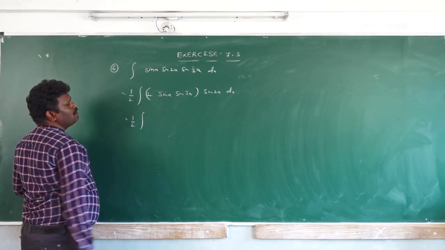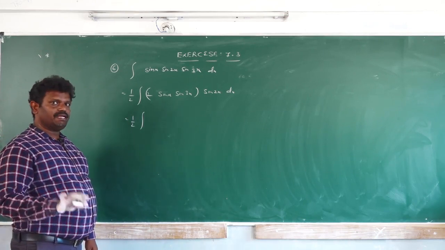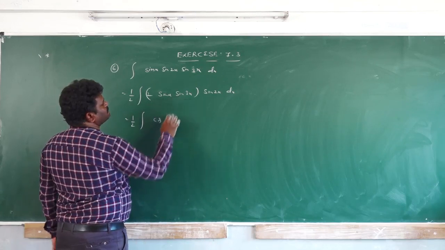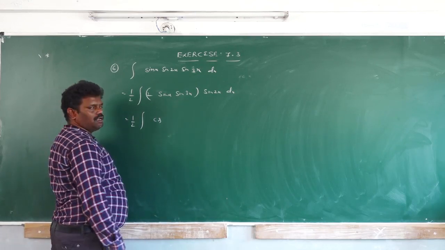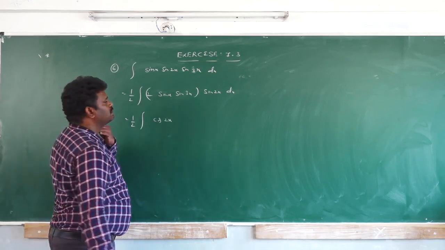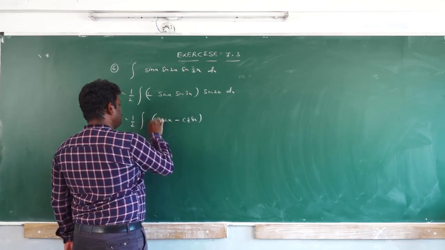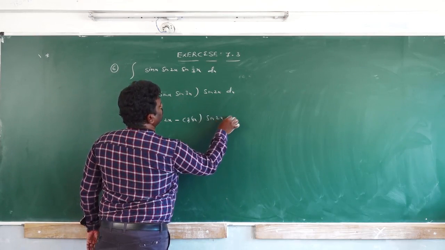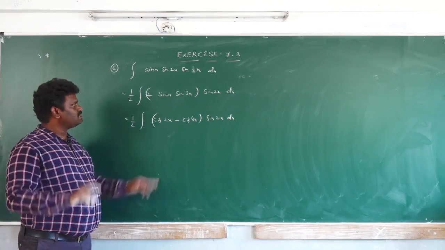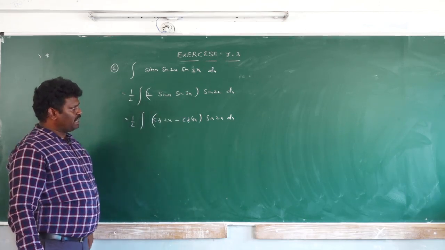So 1 by 2. For 2 sin a sin b, the formula is cos of (a minus b) minus cos of (a plus b). So cos of (x minus 3x), which is minus 2x, meaning cos 2x, minus cos of (x plus 3x), cos 4x, into sin 2x dx. Okay? 2 sin a sin b is cos of a minus b, x minus 3x is minus 2x, and cos of a plus b is x plus 3x, 4x.